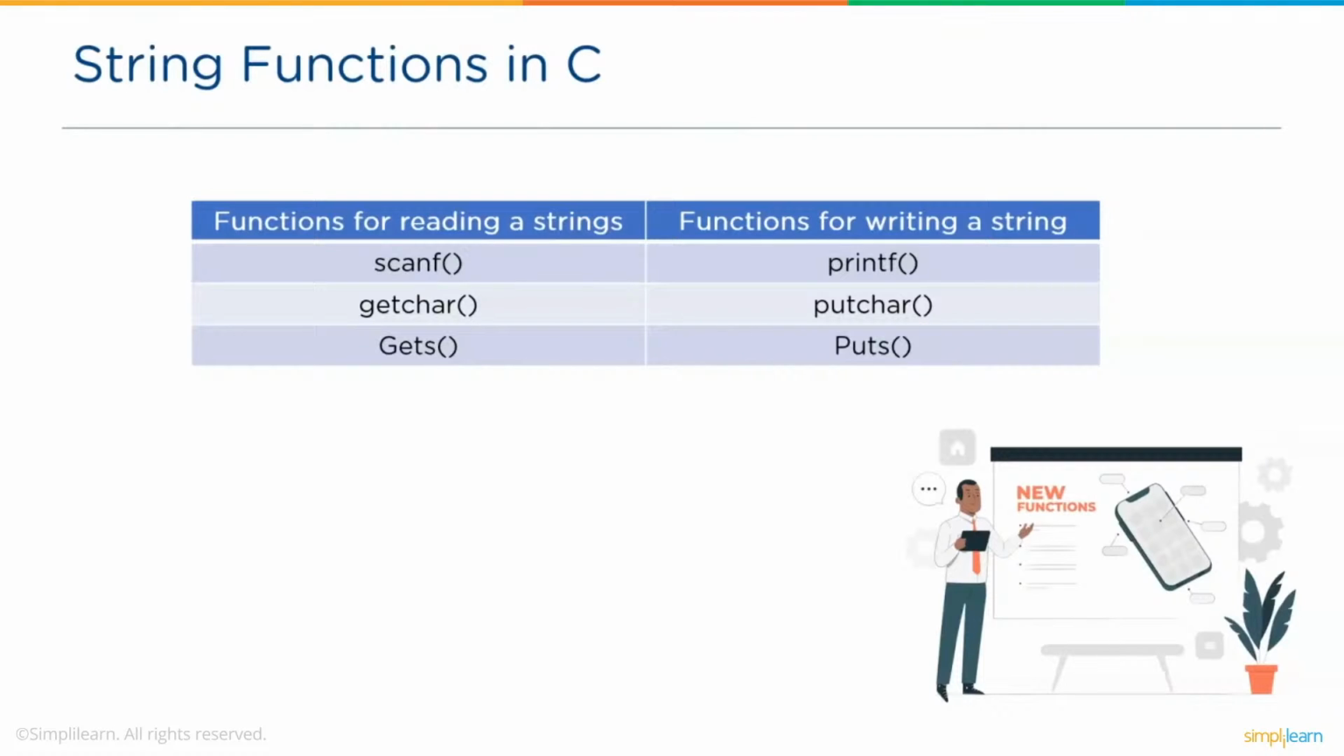Up next, we have functions of writing a string. And the functions are printf, putchar and puts. The printf function is used to print the string on the console. We use the %s format specification to print the string on the console. Next, putchar is used to print a single character. So using a loop, we can use putchar repeatedly in our programs and print all the string characters. Finally, we have the puts function, with which the whole string is printed, which is defined in the header file stdio.h.